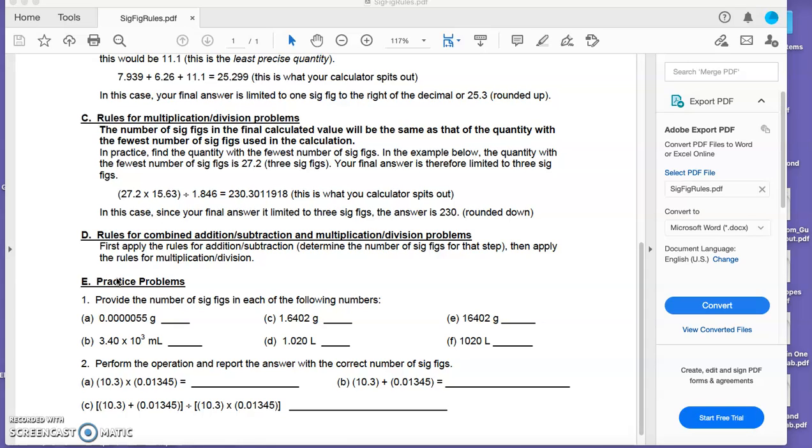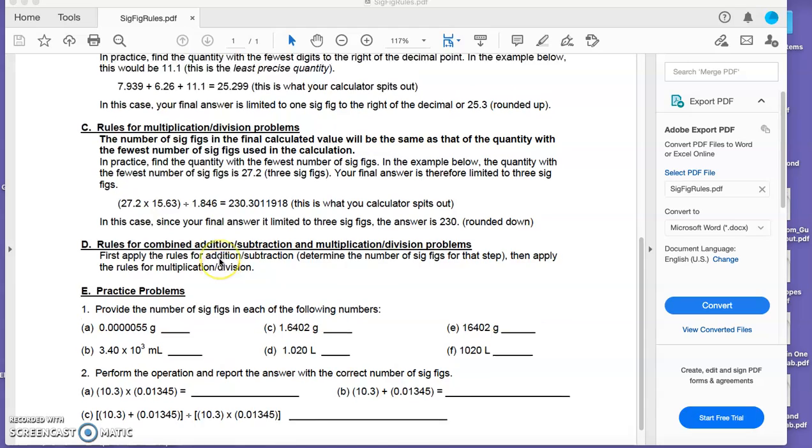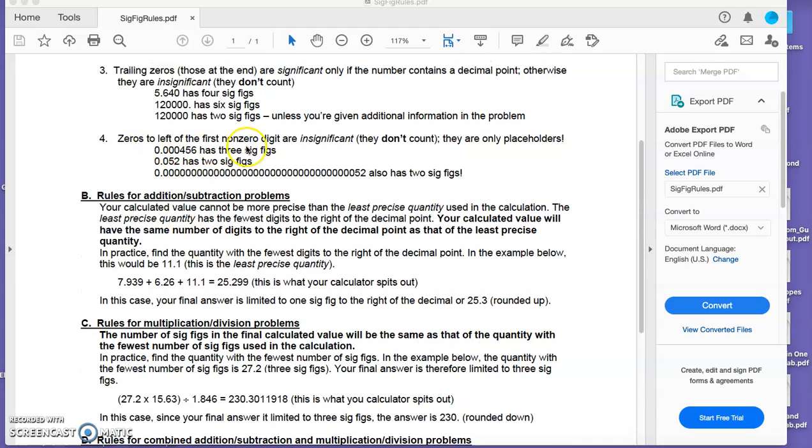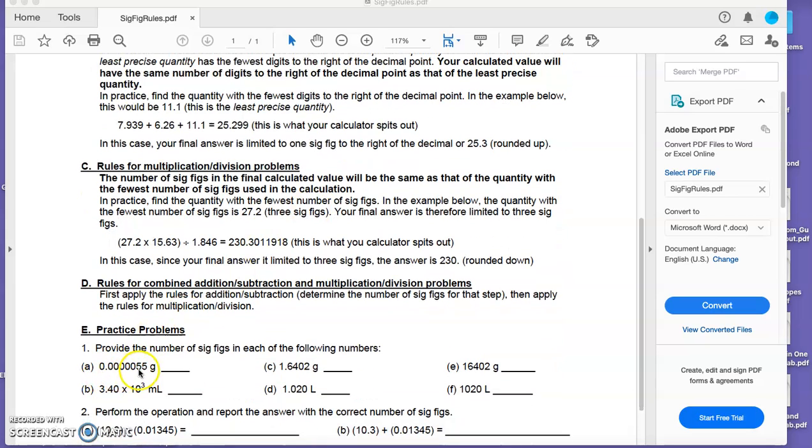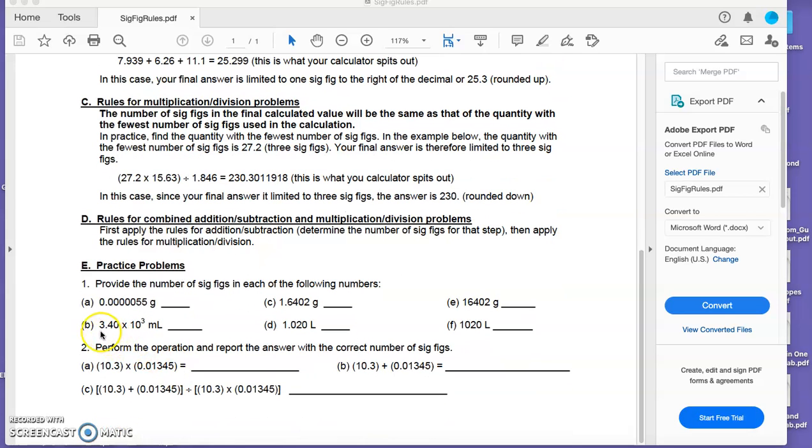Okay, so let's come back and let's talk about letter A. You should type in your answer, and your answer should be that all the zeros here are in front, so we consider them zeros to the left. So they are insignificant. They don't count. They're only placeholders. So therefore, in this number only the 2 5s are significant, so it has 2 significant figures.